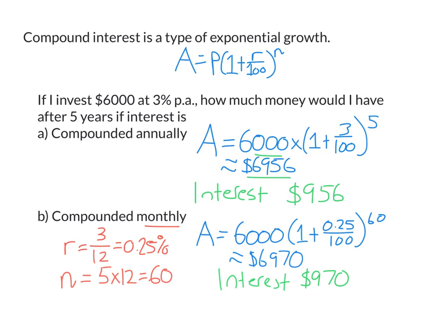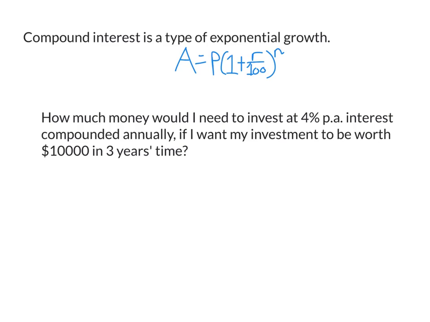So let's just look at one final example with compound interest, and this time we'll be finding the initial amount. So let's do this question here. How much money would I need to invest at 4% per annum interest compounded annually if I want my investment to be worth $10,000 in 3 years' time? So this is asking us for the initial amount. It's saying, I know what A is. I want A to be $10,000. What is P? What is the amount I need to initially invest in order to get A to $10,000?